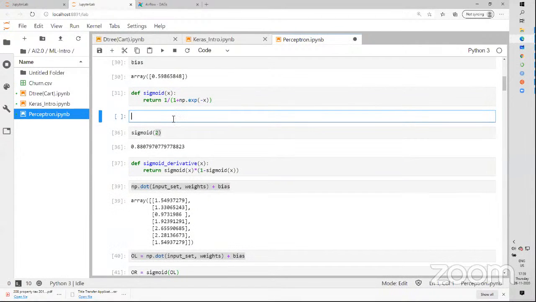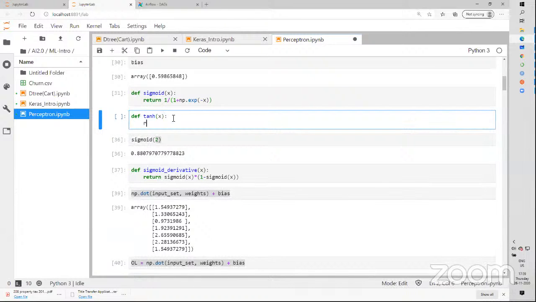Let's say I will create that function for you. Define tan h, it takes one input, so tan h of x. Return np dot exponential of x, minus np dot exponential of minus x. So that's the numerator.